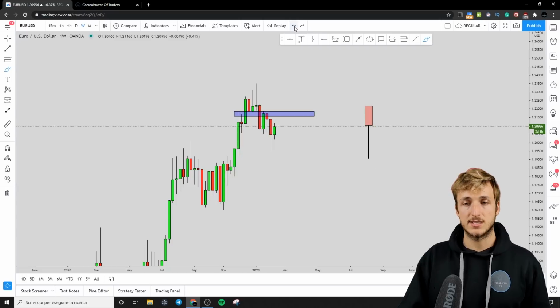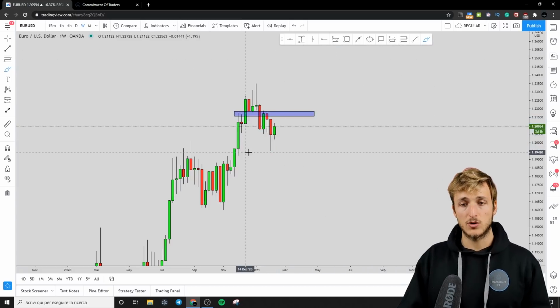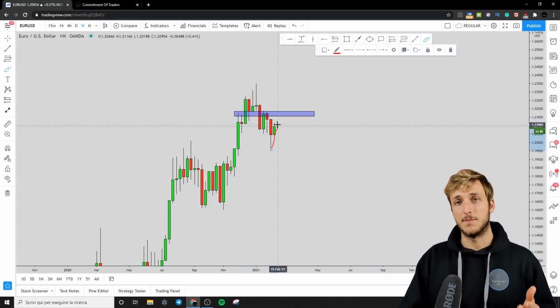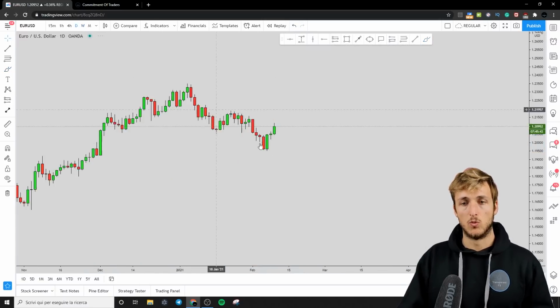And in fact, we can see that that is exactly what the market did. The market continued with a nice move to the downside, filling in this wick. And currently, the market is rejecting the monthly support, as we have already identified. Going down on the daily time frame, what do we have?